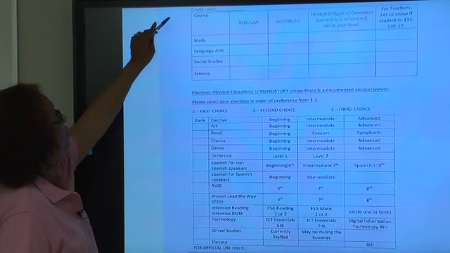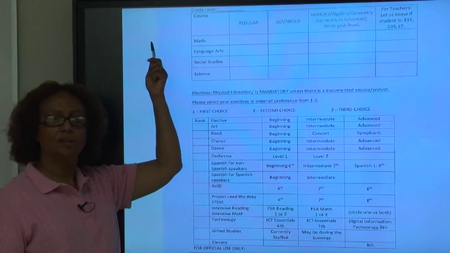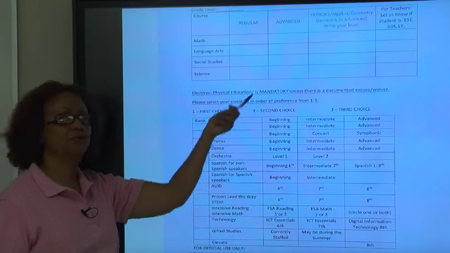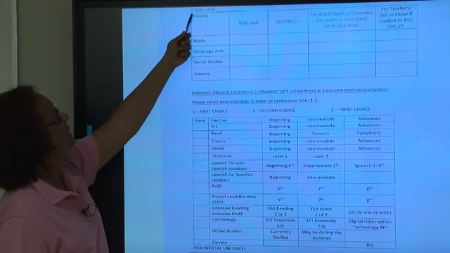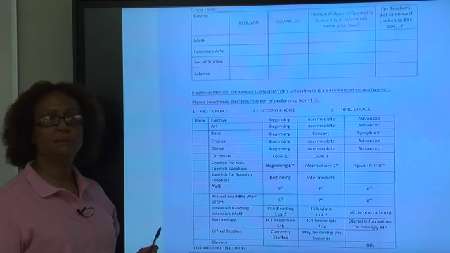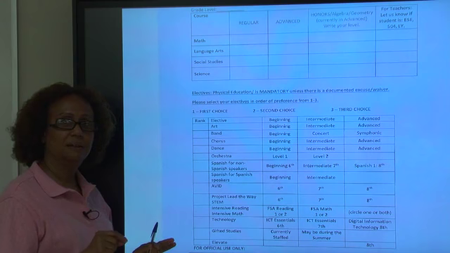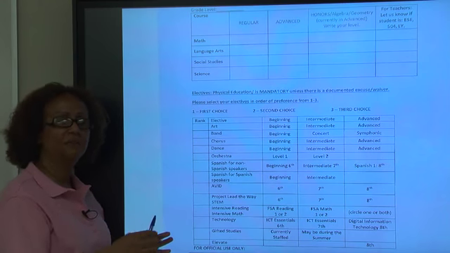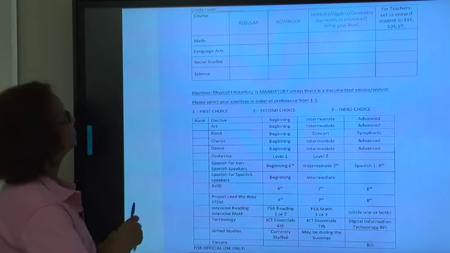Over here on my board, you will not be able to see your name, but you will print your last name, your first name, and your student number. Then where it says grade level, you're going to place the grade level that you are currently in. So if you're a 6th grader, you're going to write 6. If you're a 7th grader, you're going to write 7. Correct? So now let's continue.